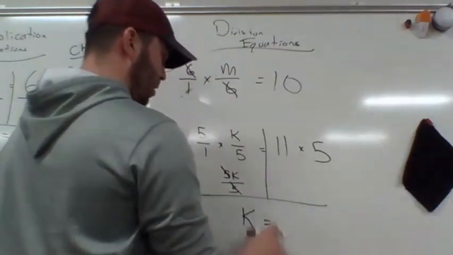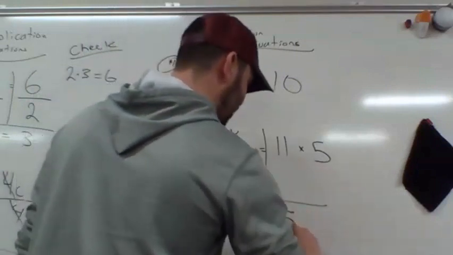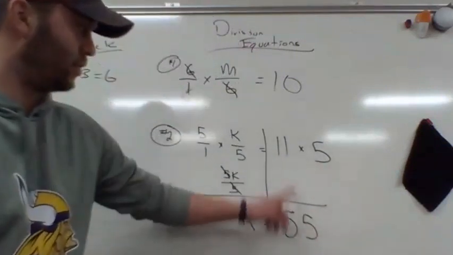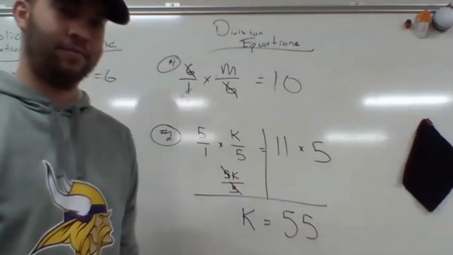But we cancel that. 11 times 5 would be 55. So 11 times 5 is 55 here.